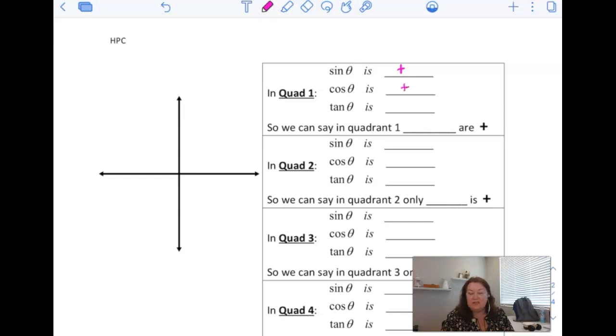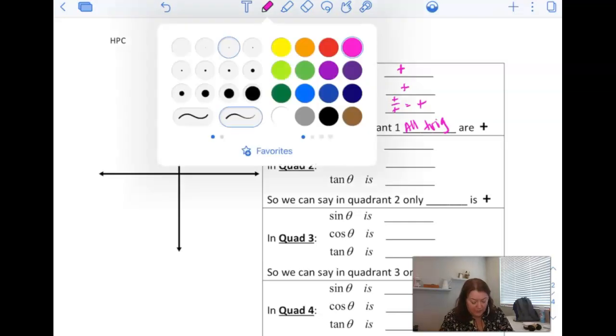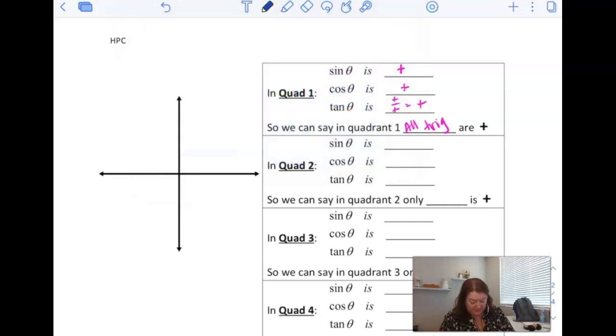And in tangent, tangent is always positive because we're doing a positive over a positive, which is positive. So we can say in quadrant 1 that all trig functions are positive. If we go and we look in quadrant 2, okay, so this was quadrant 1. If we go and look in quadrant 2, now we have that negative that's happening from the x, and that's a cosine. So cosine would be negative.